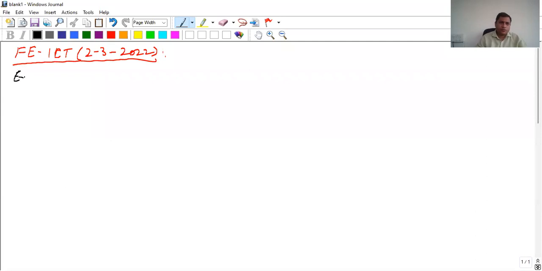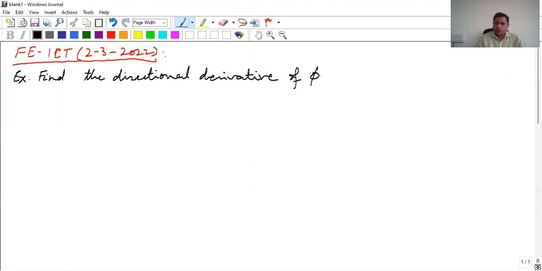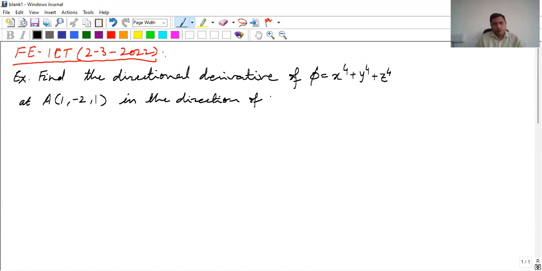So we go with the example. Find the directional derivative of phi is equal to x raised to 4 plus y raised to 4 plus z raised to 4 at A (1, -2, 1) in the direction of AB, where B is (2, 6, -1). Okay, so that's what we have.